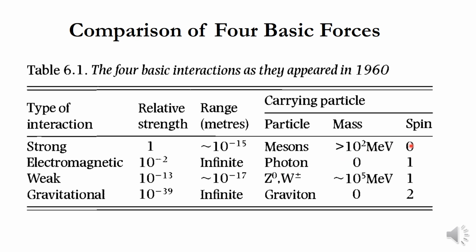And you can see the spins of the carriers. The mesons have spin 0, photons spin 1, the weakons again spin 1, and gravitons spin 2. You can notice that all the spins of these carriers are integer spins, meaning all are bosons. All these carriers are bosons.